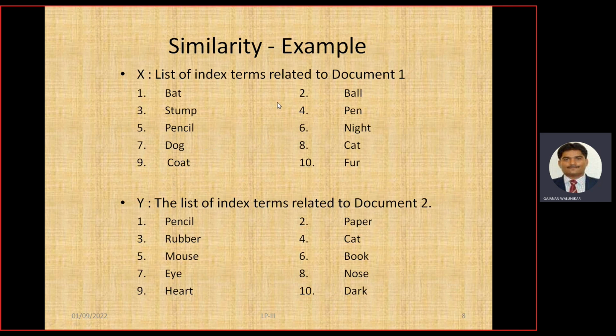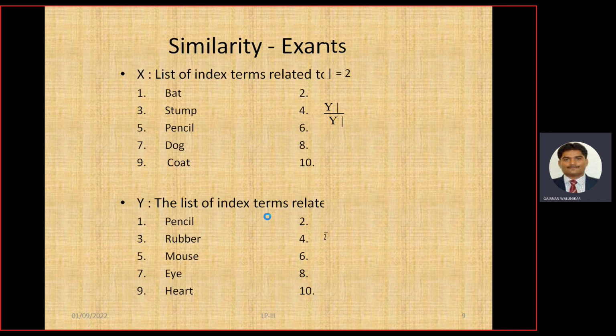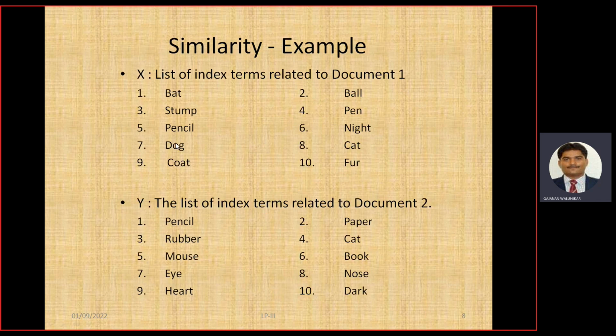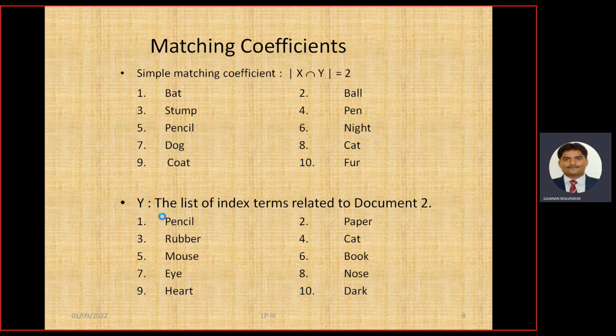Similarly, in the example, X is the list of index terms related to document 1; these are the index terms, which we generally also call keywords. And Y is the list of index terms related to document 2. So the X list of index terms might be badge, term, pencil, and the Y list is pencil, paper, cat, and so on. Now you can say this is document 1 and this is document 2 with these keywords, and you need to find out how document X is similar to document Y. So that is the example under consideration.